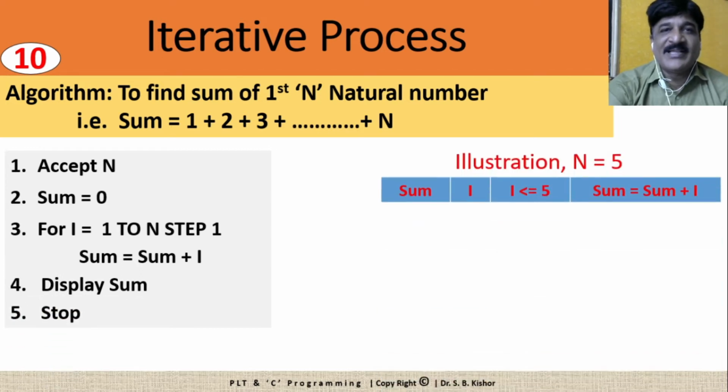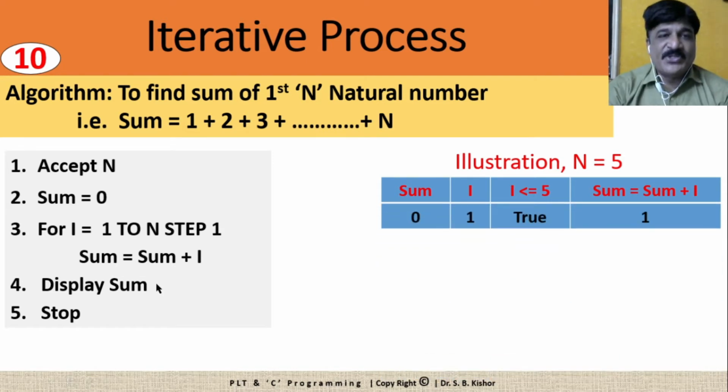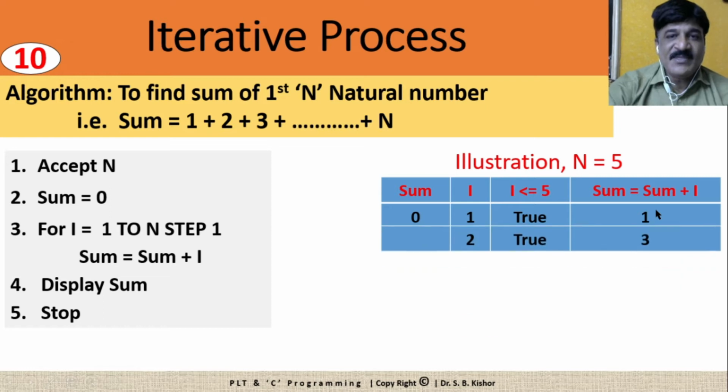Now let's illustrate the example. Say the value of n is 5. Initially the value of sum is 0. The value of I is 1. 1 is less than 5? Yes, condition is true. So sum is equal to sum plus I. So 0 plus 1 is equal to 1. Then the value of I will become 2. 2 is less than 5. Yes, condition is true. What is the previous value of sum? 1. 1 plus the value of I, that is 2. So 1 plus 2 is 3.